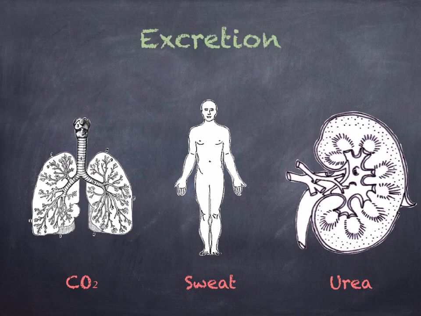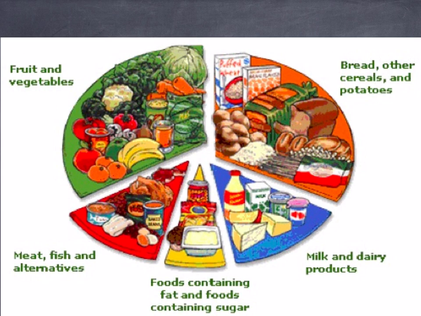Excretion is the removal of waste products of metabolism from the body, and you can see some examples of these here: carbon dioxide, sweat, and urea. Finally, Mrs Gren tells us that the ability to obtain nutrition is a hallmark of life.